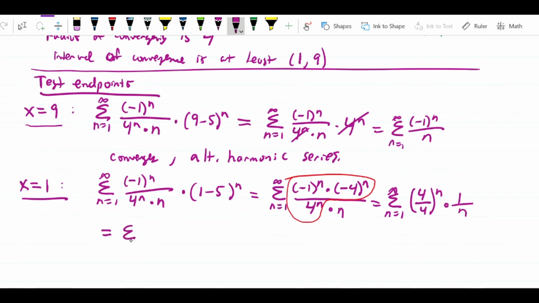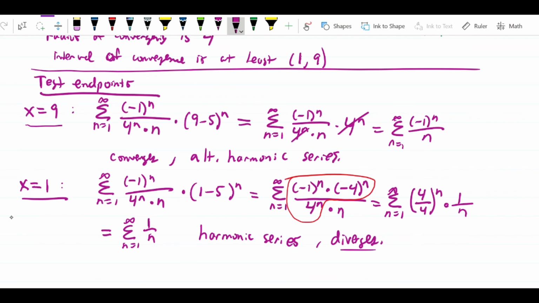So this now becomes the sum from n equals 1 to infinity. That 4 over 4 is just 1. 1 to the n is just 1. So this just becomes 1 over n. This is the harmonic series, or just a p-series with p equals 1, so it diverges. So we've seen that at this endpoint, the series just becomes a divergent p-series.